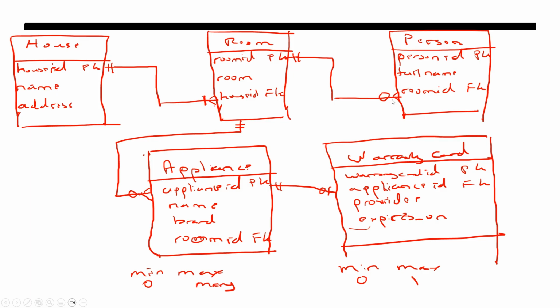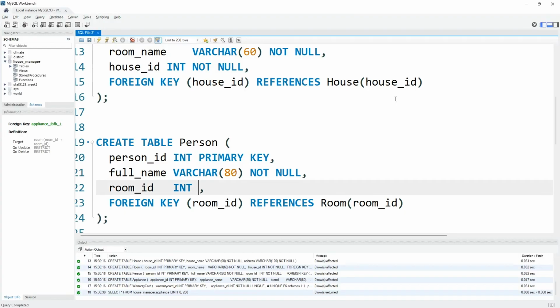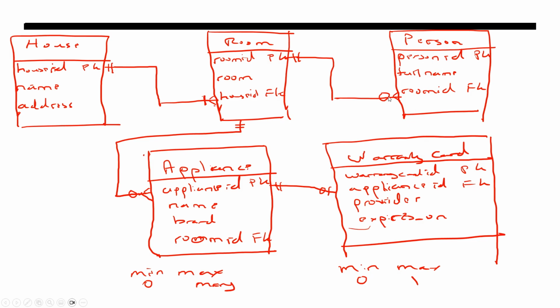So, for example, here, what did this cardinality mean? It means that there could be zero to many persons in a room. But if you insert this not null, it means that you could have at least one to many persons in a room. So in other words, you should always have this information.